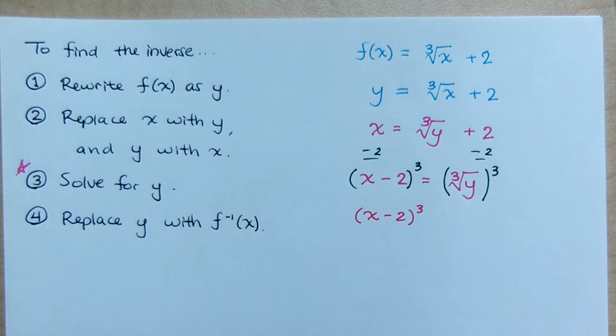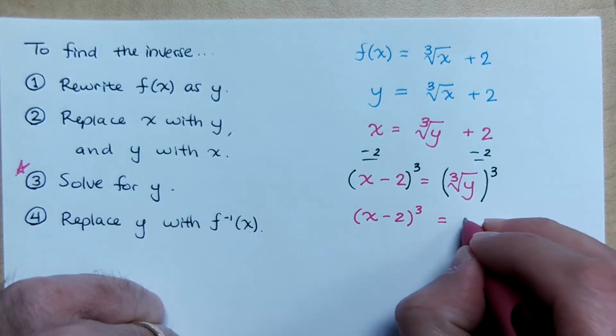Please do not expand that. There's no need to expand that to x to the third minus stuff, right? What would that be? It's like, what, minus 6x squared plus 12x minus 8. There's no need for that. Leave it like this. And this is equal to y.